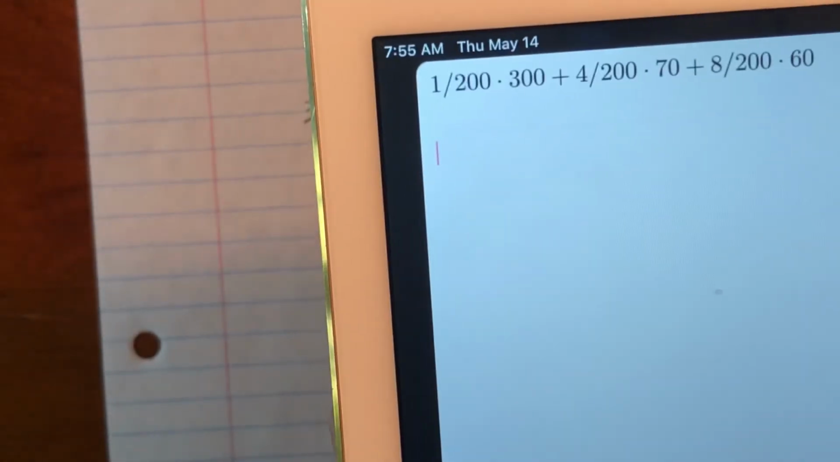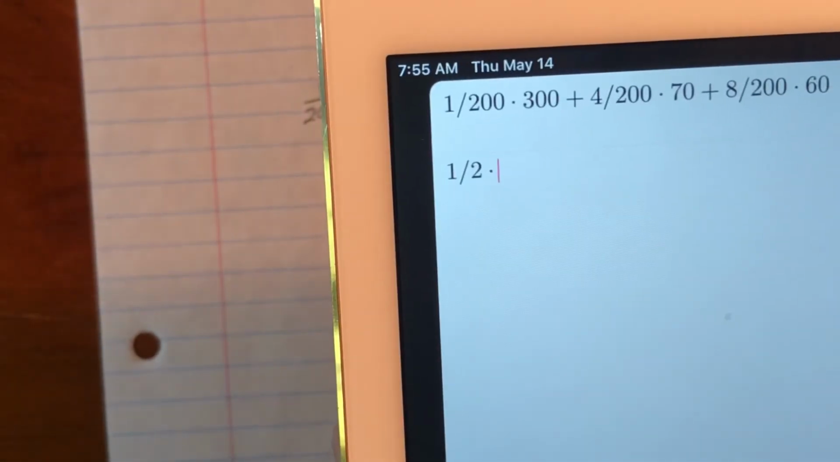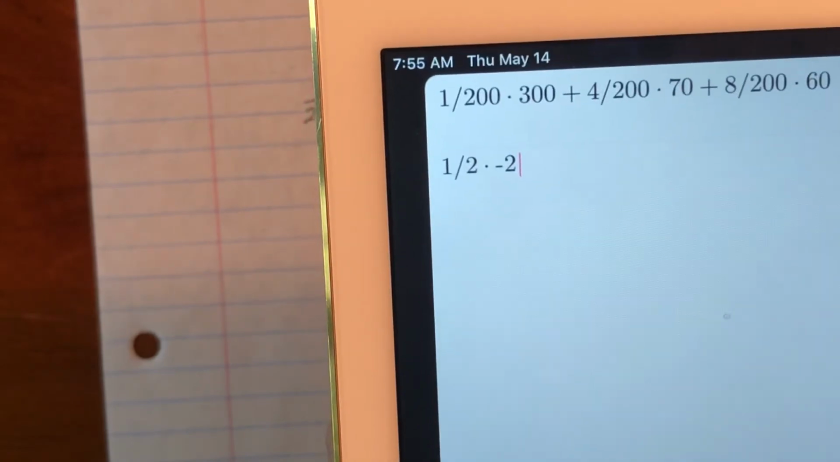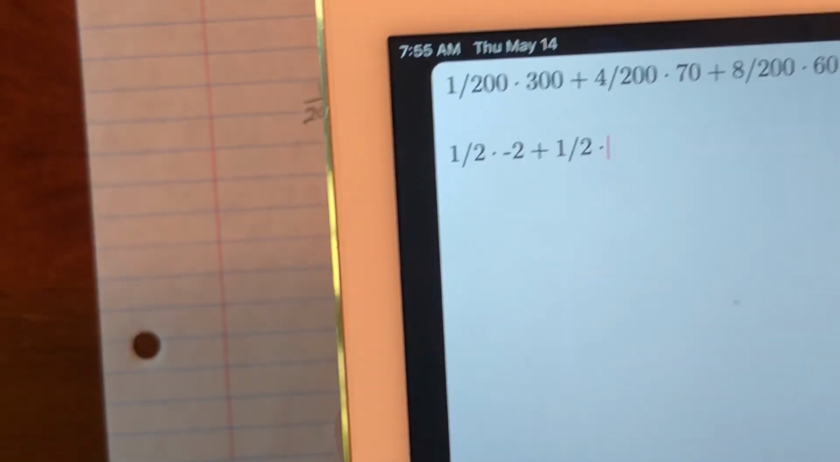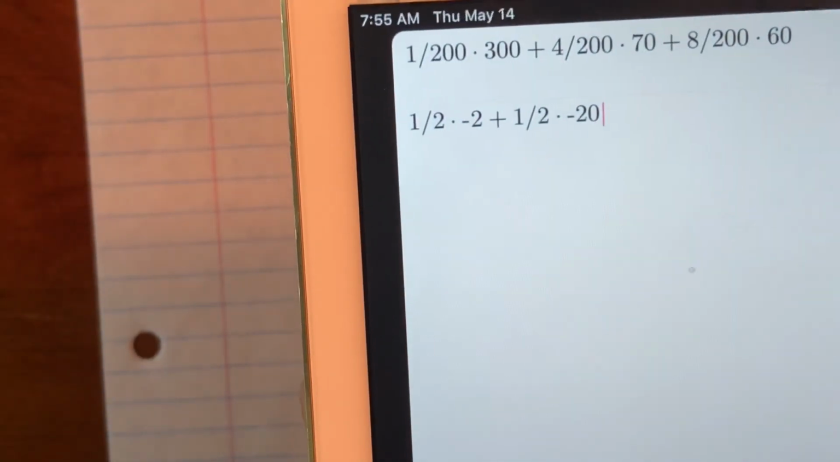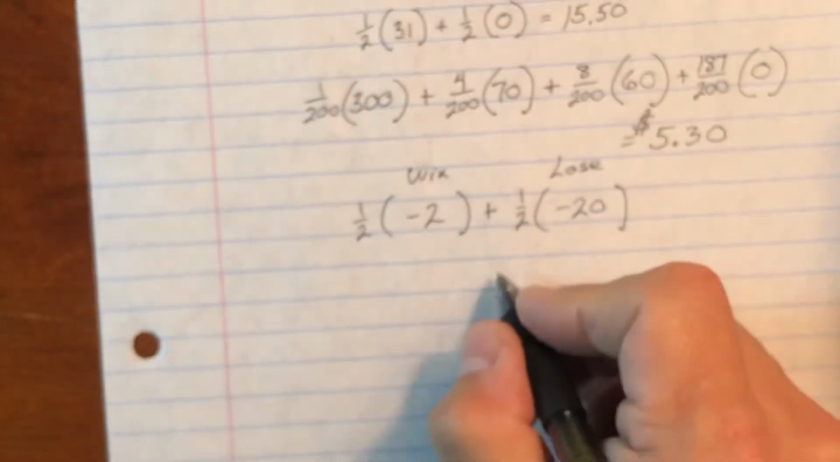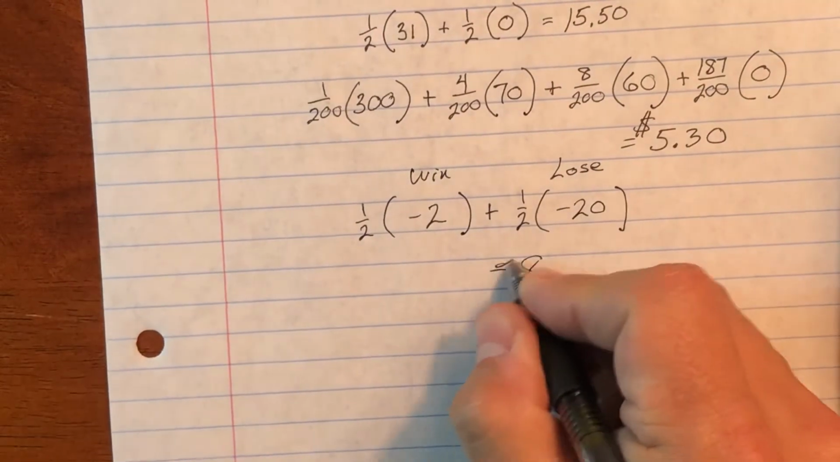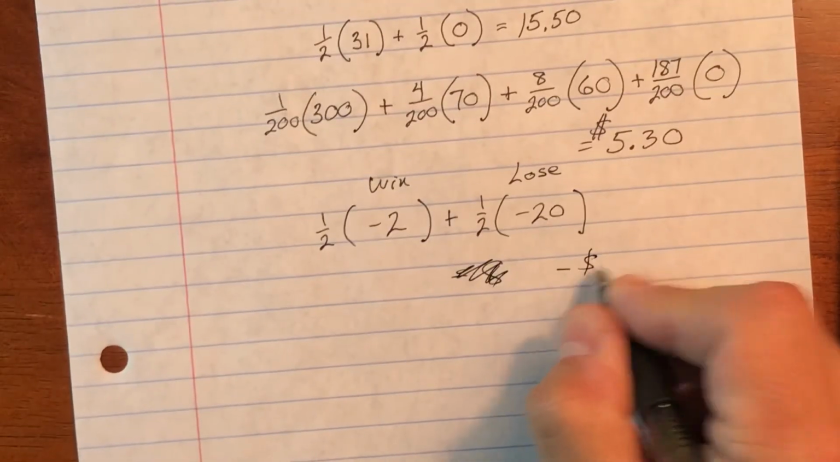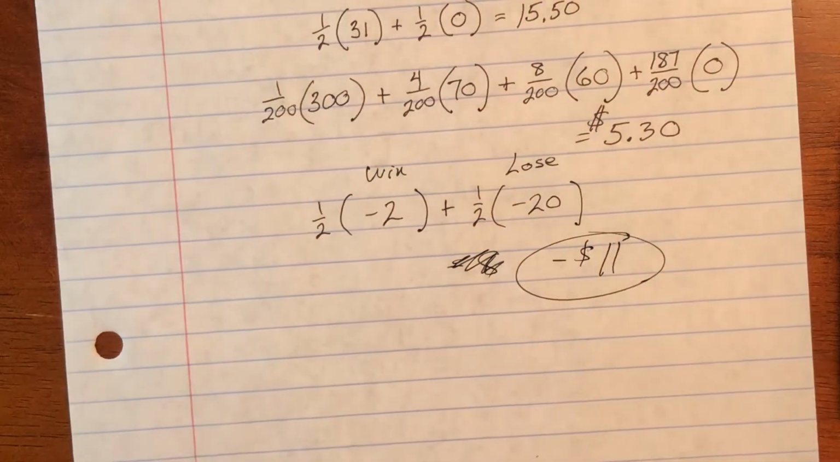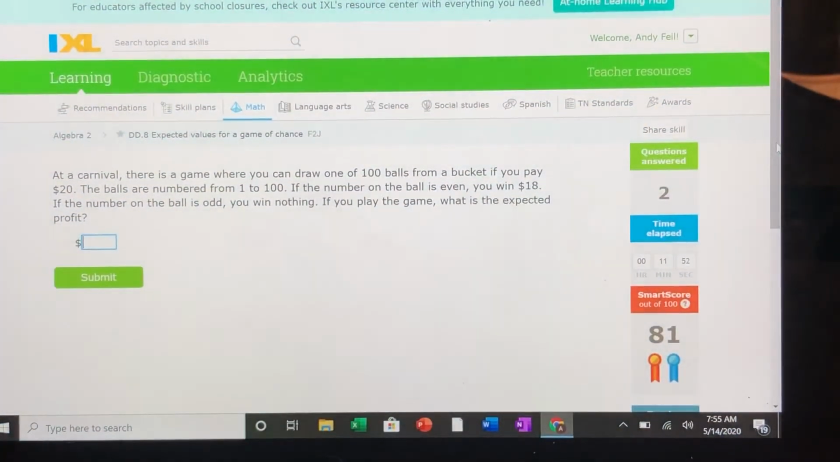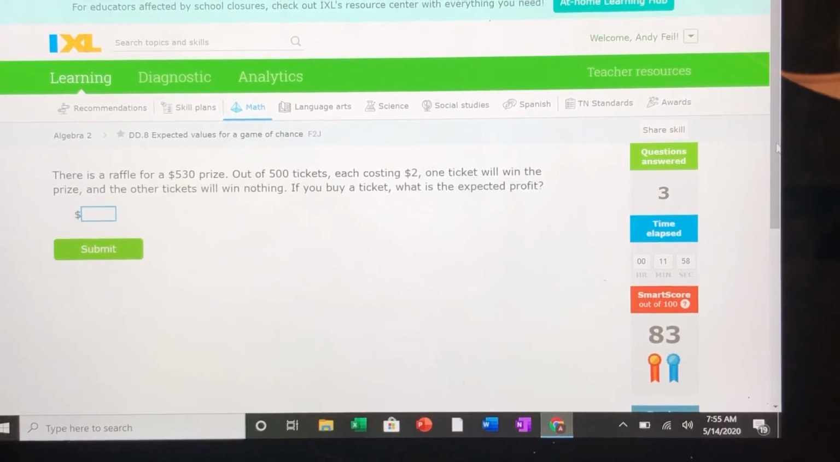So when we figure this out, we're going to take a half times -2 plus a half times -20, and that will be our expected value. So every time we play this game, we lose $11. Oops, we lose $11, -$11. So that's not a very good game. Let's make sure that's right first.